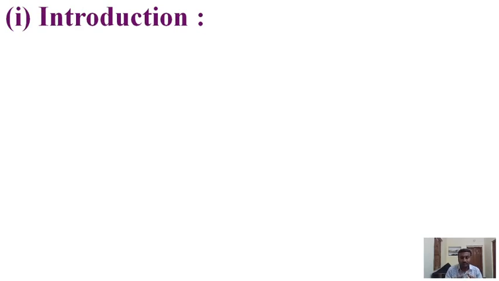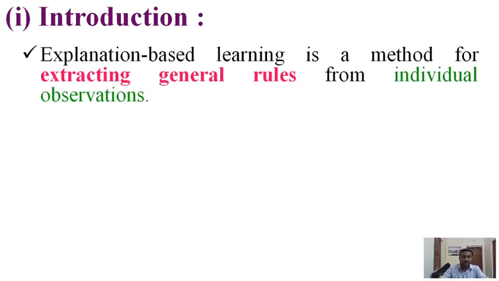So first we are going to discuss the first concept, introduction. So what is this explanation based learning? Explanation based learning is a method for extracting general rules from individual observations. That means, in artificial intelligence we want to observe the environment given to us. That environment we want to observe carefully and we want to extract the general rules from that observation.